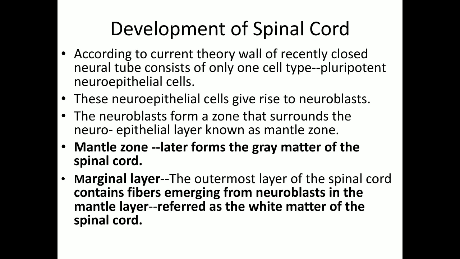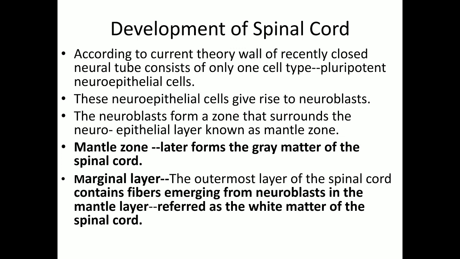Now according to the current theory, the wall of the neural tube consists of only one cell type, that is pluripotent neuroepithelial cells, and these neuroepithelial cells give rise to neuroblasts. These neuroblast cells form a covering around the neuroepithelial cells, called the mantle zone. So around the neuroepithelial cells, neuroblast cells are formed, called the mantle zone, and it will form the grey matter of the spinal cord.